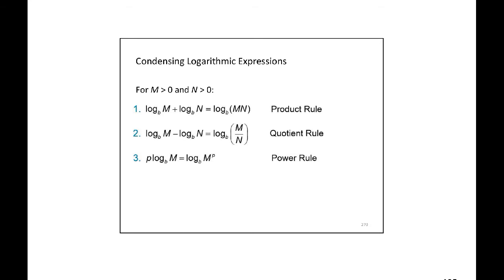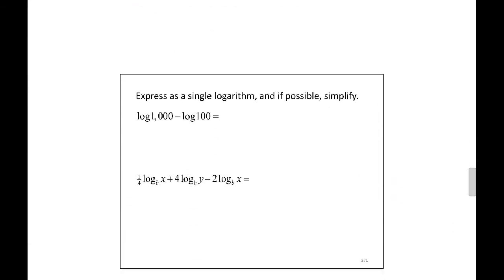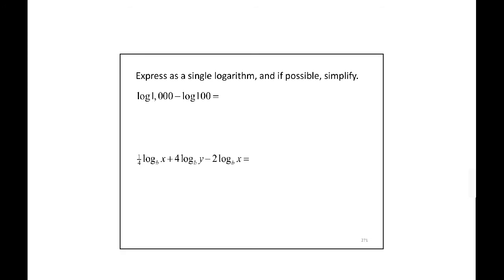And for our power rule, we have p log base b of m equals log base b of m to the p. So instead of viewing it as exponents being brought down as coefficients, we're taking coefficients and making them exponents. We're taking differences of logarithms and making it a quotient. And we're taking sums of logarithms, again with the same bases, as a product. So let's look at a few examples. Express as a single logarithm, and if possible, simplify.